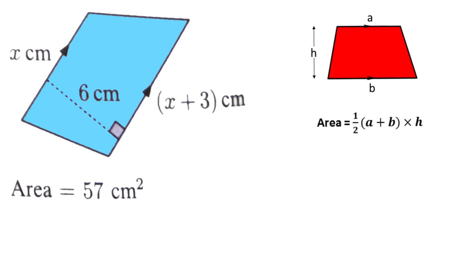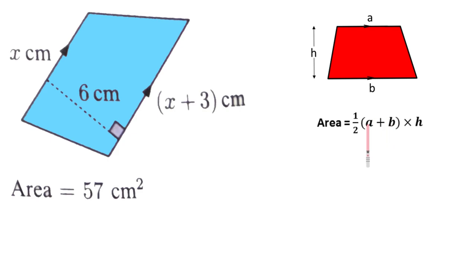The features of a trapezium is such that it must have two parallel lines. The other two lines are not parallel and can be of any length. But we do need to have the height between those two parallel lines. And usually this area is written as a half a plus b times h.